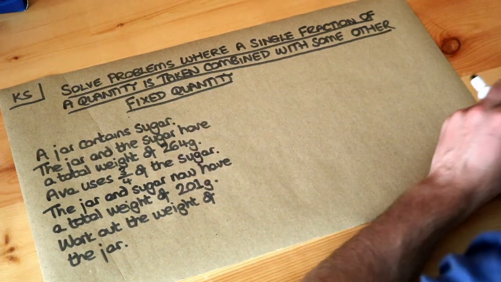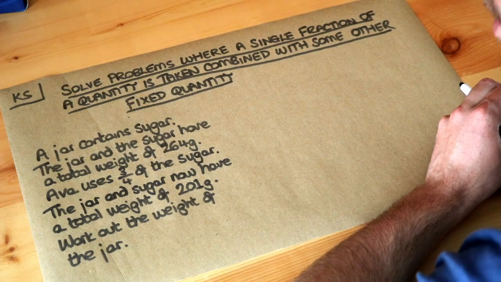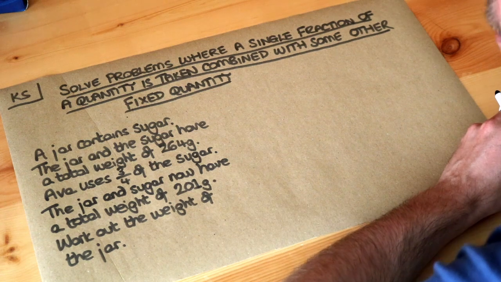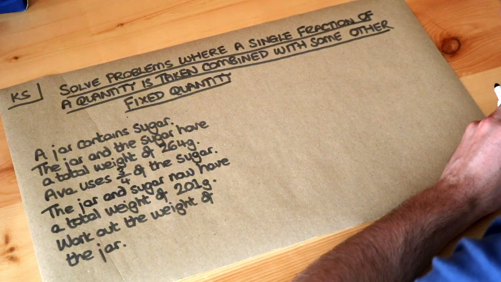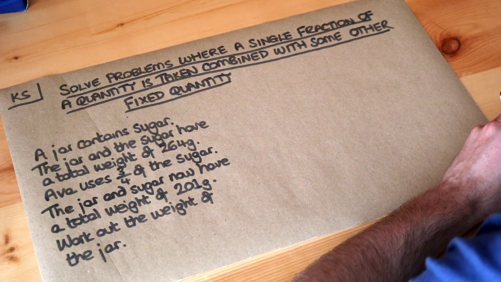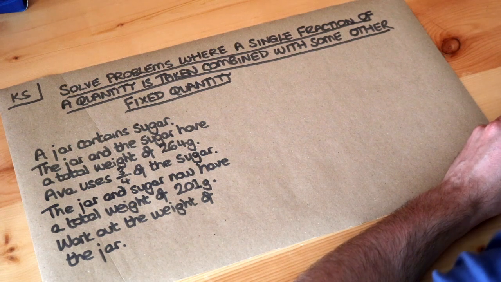This video is on solving problems where a single fraction of a quantity is taken combined with some other fixed quantity. Let's read the question. A jar contains sugar. The jar and the sugar have a total weight of 264 grams. Ava uses 3/4 of the sugar. The jar and sugar now have a total weight of 201 grams. Work out the weight of the jar.